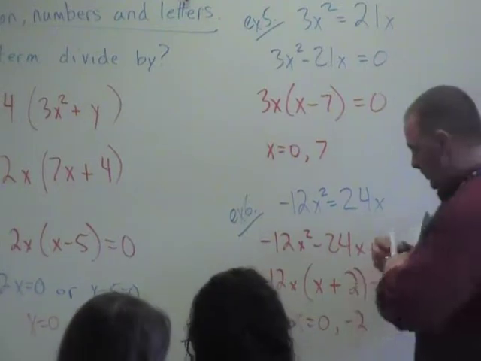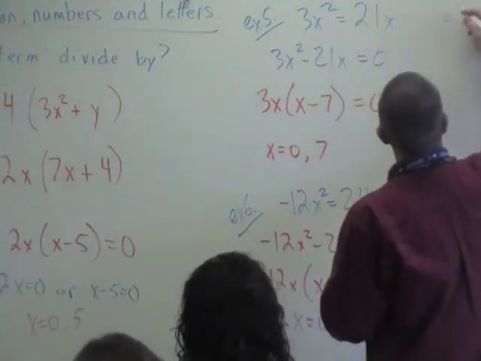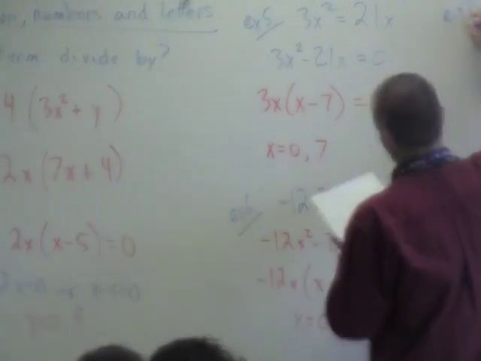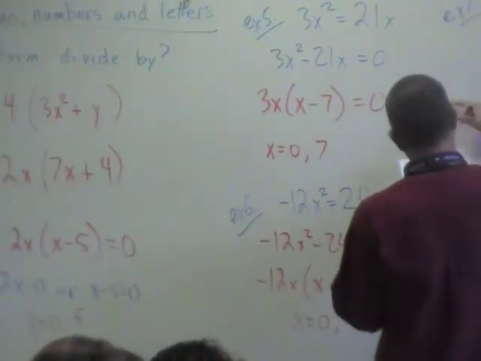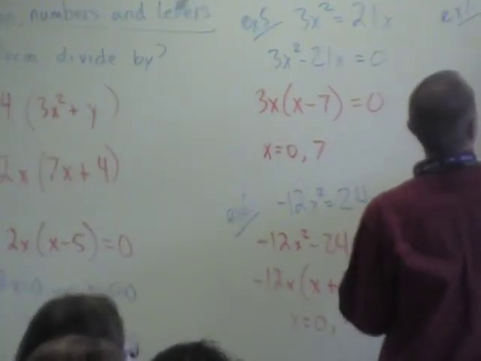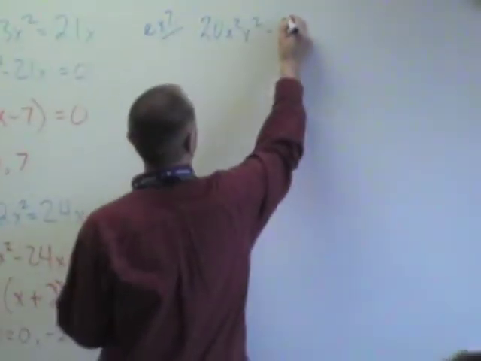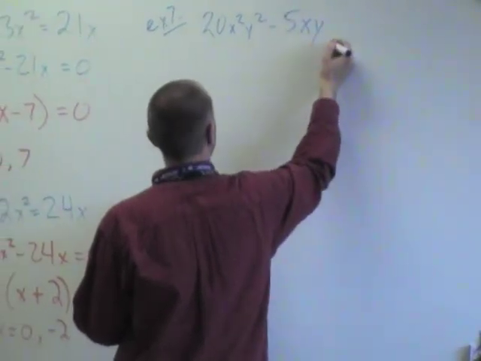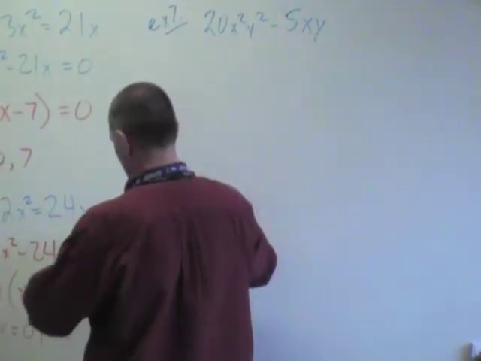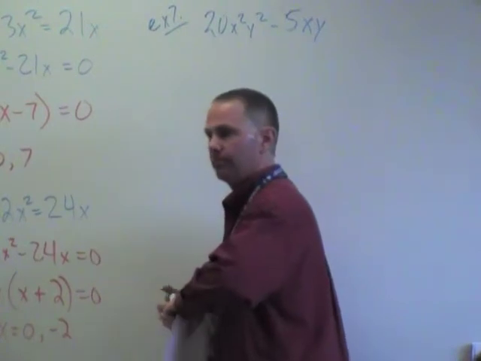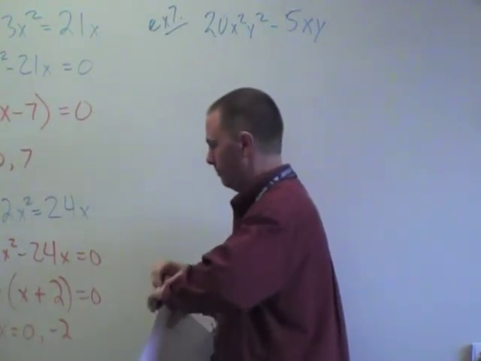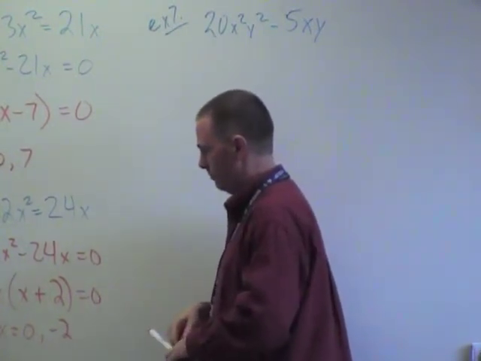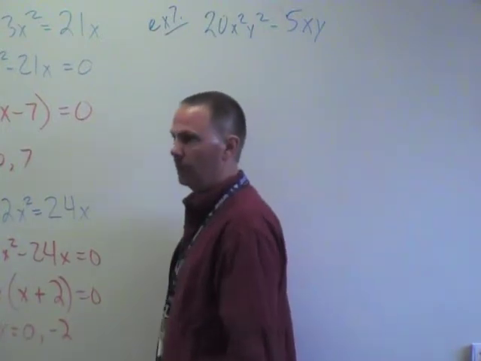2 more examples. Example 7. Everybody factor this. 20x squared y squared minus 5xy. I did that last one kind of different. It's alright. I just had a positive 12 and I had negative x minus 2 on the inside. But I got the same answer. Yeah, you got the same answer.